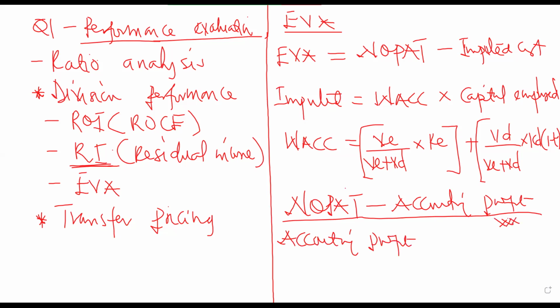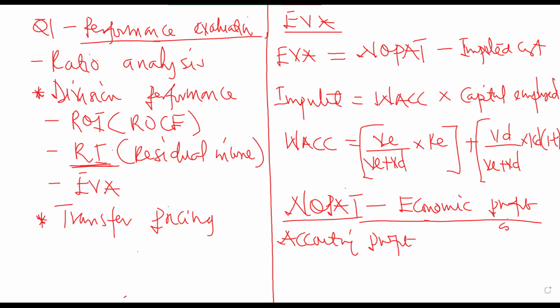Let's say the question will give you the accounting profits. So let me just take this one. So let's say the NOPAT is economic profits here. So you have the economic profits, then the accounting profits. Let's just assume some figures. So we have the accounting profit. This is including both cash and non-cash items.